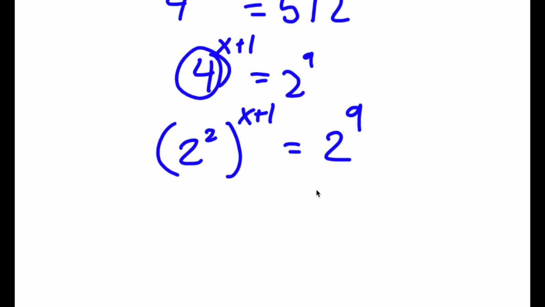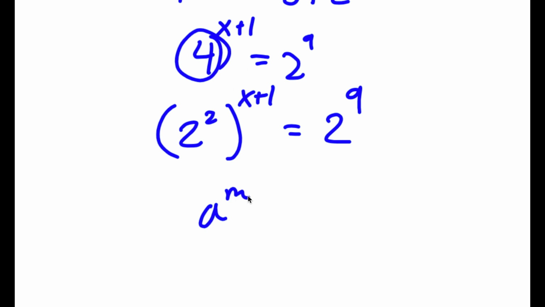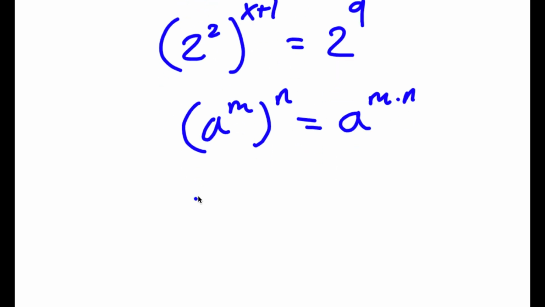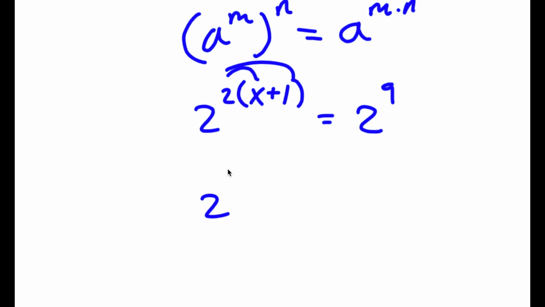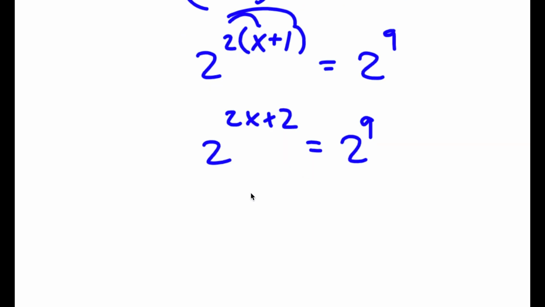of 9. Now if I have something in the form a to the power of m to the power of n, this is equal to a to the power of m times n. So 2 squared to the power of x plus 1, that's going to equal 2 to the power of 2 times (x plus 1), which is equal to 2 to the power of 9. Now if I distribute the 2, I get 2 to the power of 2x plus 2 is equal to 2 to the power of 9.